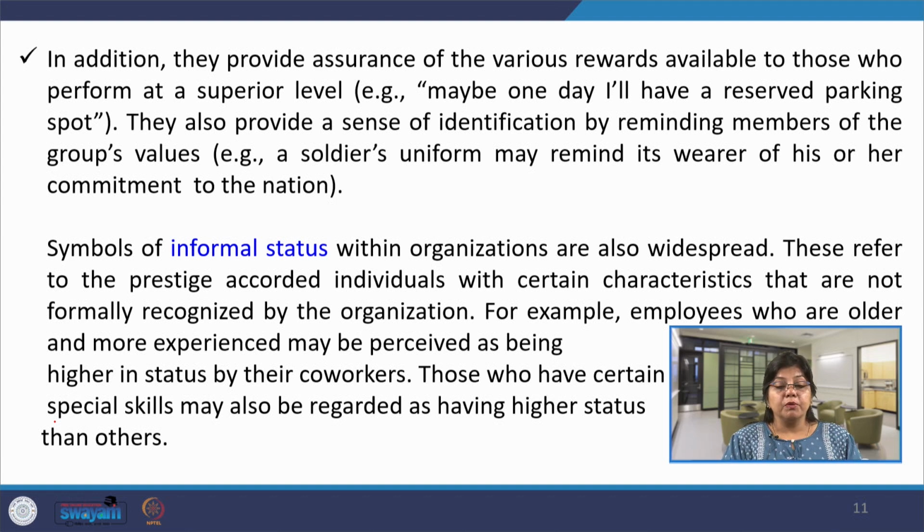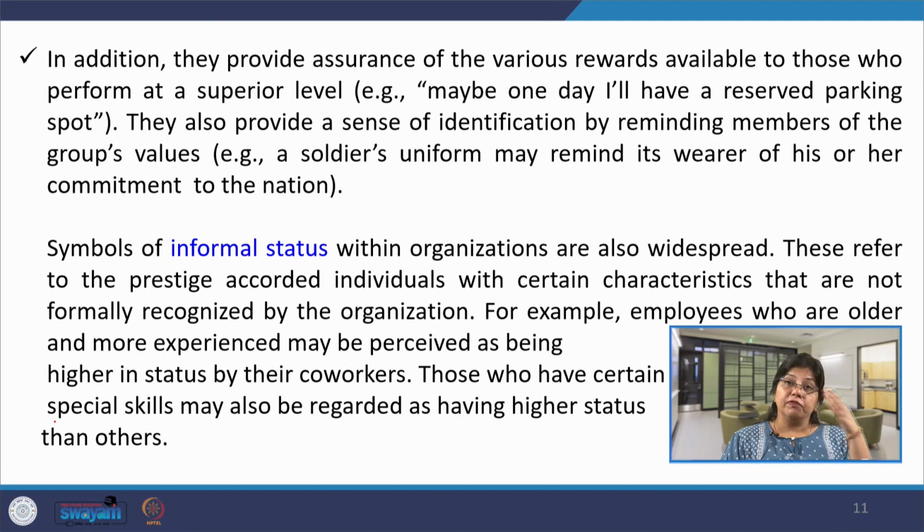They also provide a sense of identification by reminding members of the group's values, so a soldier's uniform may remind its wearer of his or her commitment to the nation. So, that means they also motivate employees to work accordingly, so that they can also reach that level. At the same time, when their status is identified, they also remind members of the group values and motivate them to perform accordingly, and motivate employees that whatever value they have as per the role assignment, they will perform accordingly.